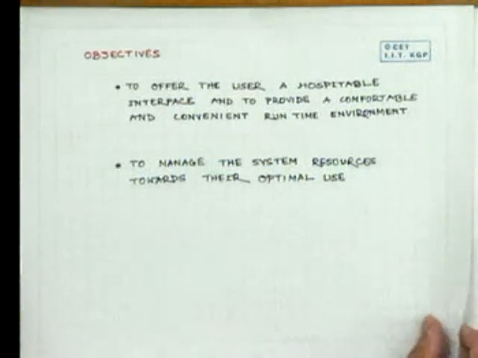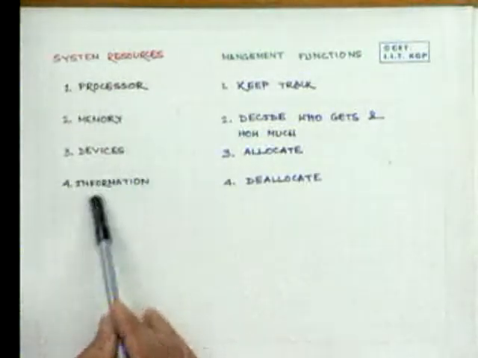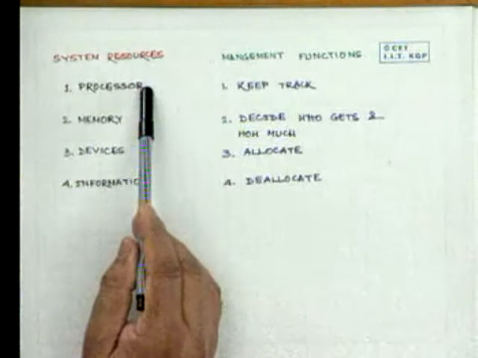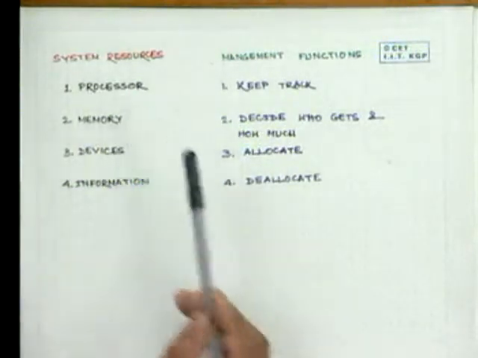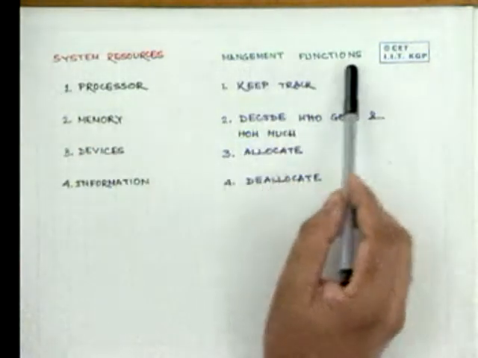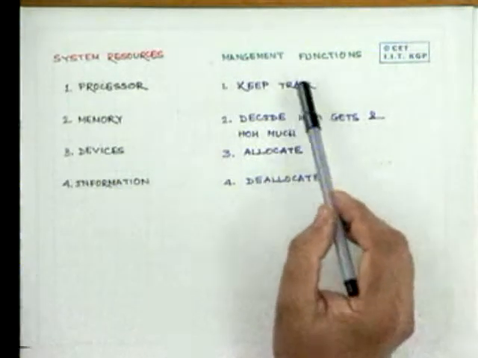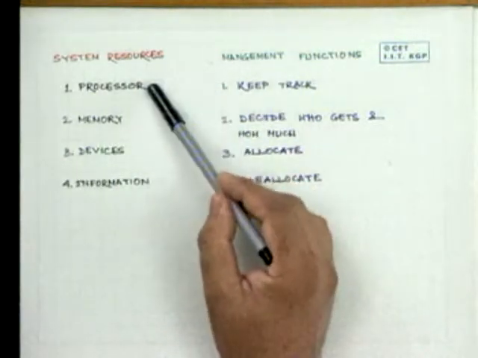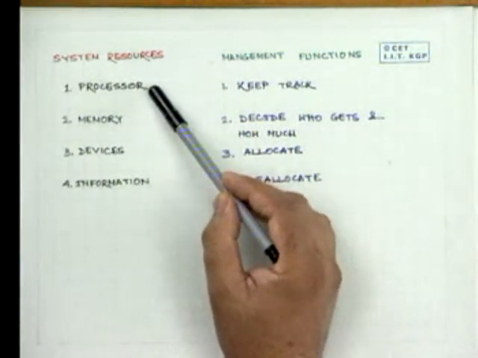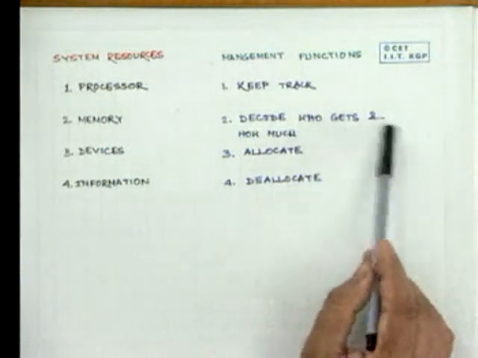Let's see what the system resources are. We also identified them earlier. Let me show it once more here. The system resources are categorized into these four types: one is the processor, second is the memory, third is the devices, and fourth is the information. And the management functions that the operating system has to do are to keep track, for example, in the case of a processor, of the status of the processor, whether it is in use or not in use, and then decide who gets and how much.